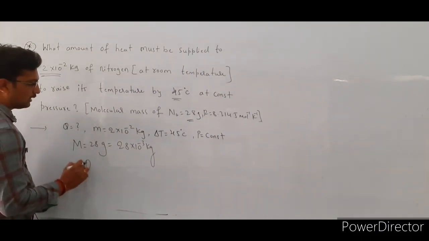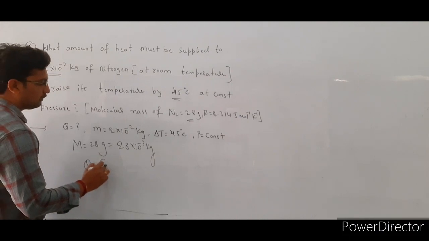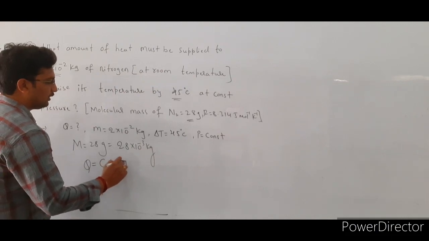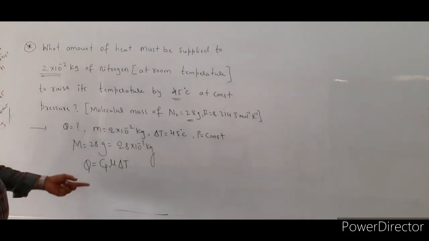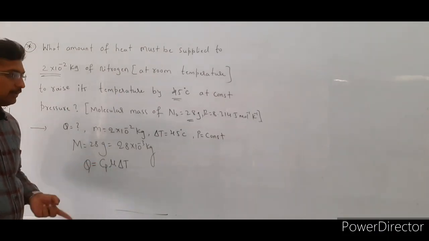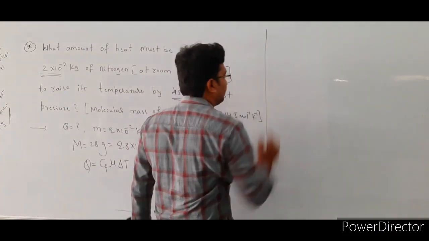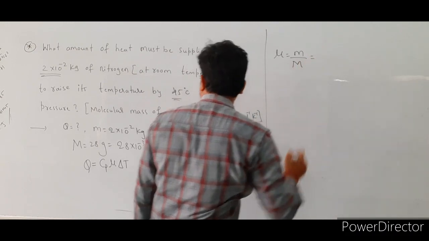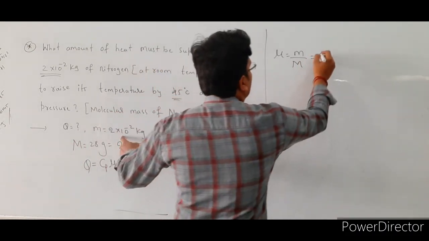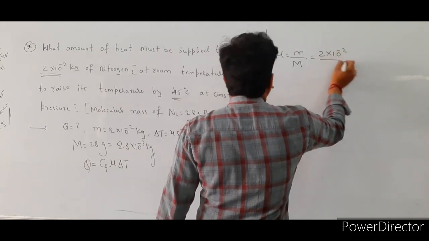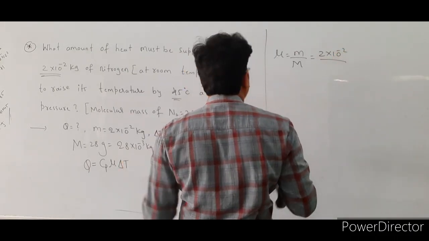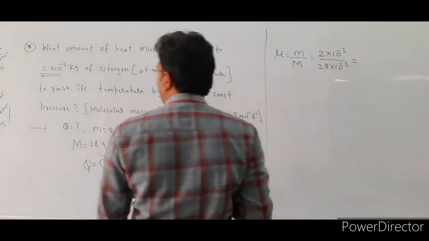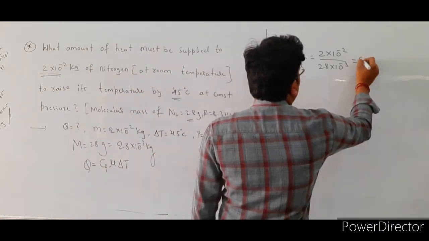So already we know the expression to calculate the quantity of heat at a constant pressure, that is Q is equal to Cp into mu into change in temperature. Already we know that mu indicates mass divided by molecular mass. Here mu is equal to m divided by capital M. So what is the value of m here? Mu is equal to 2 into 10 to the power of minus 2 divided by the molecular mass, capital M value, 28 into 10 to the power of minus 3. This is equal to 0.71.